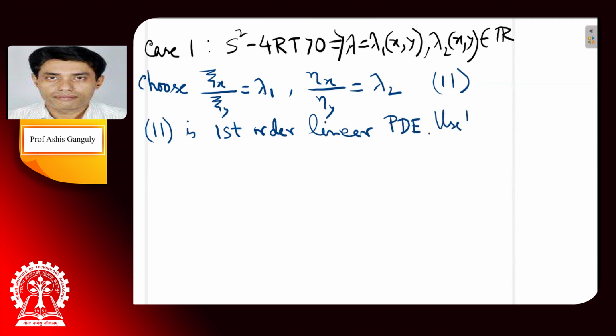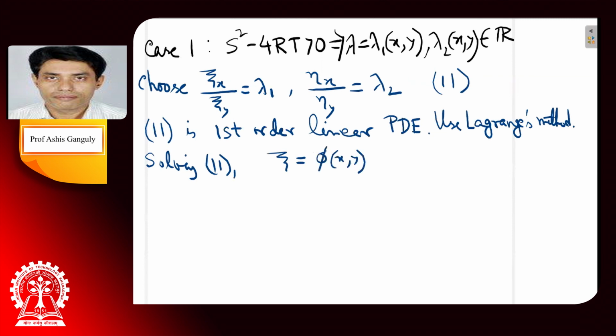So use Lagrange's method that you already learned. We discussed this in previous modules. So use Lagrange's method. Solving 11, you will get xi equal to some function of x and y, let's say phi, and you will get eta equal to some function of x and y.